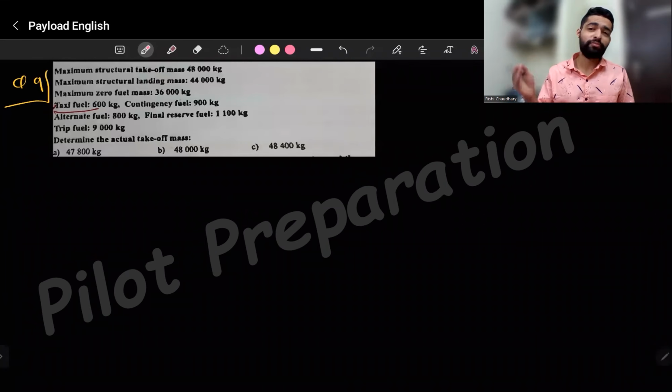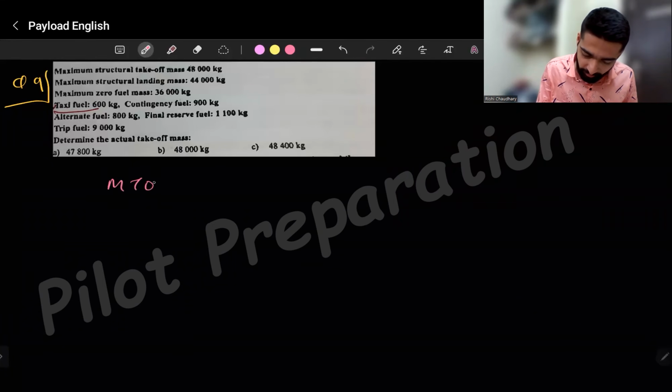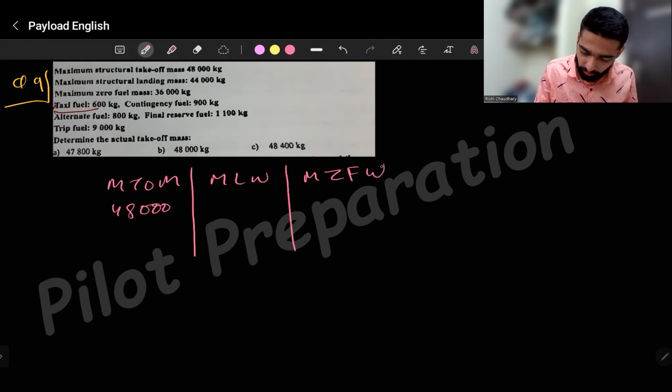Actual takeoff mass means maximum takeoff mass needs to be found out. And that means we don't even need to find the payload. So I'm given the maximum structural takeoff mass, MSTOM, that is nothing but 48,000 kg. Then I have maximum structural landing mass, MLW. Then I have maximum zero fuel mass, MZFW. So this is plus trip fuel. This is plus FOB.